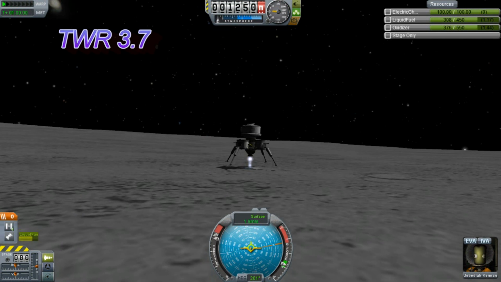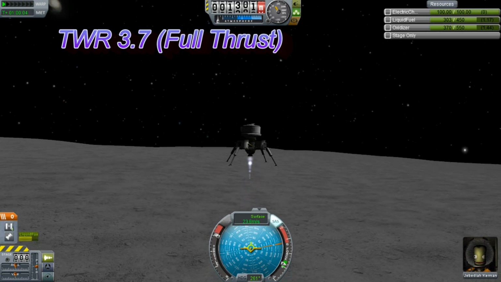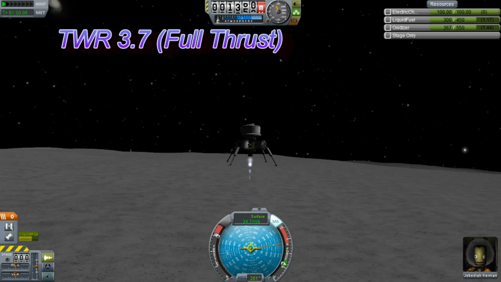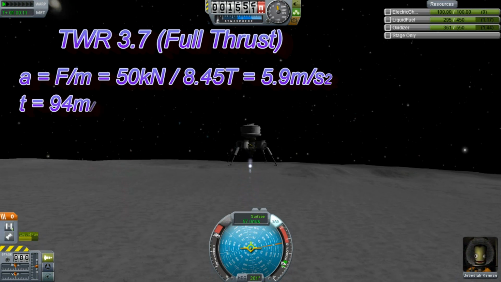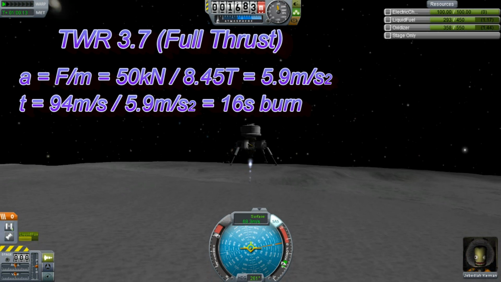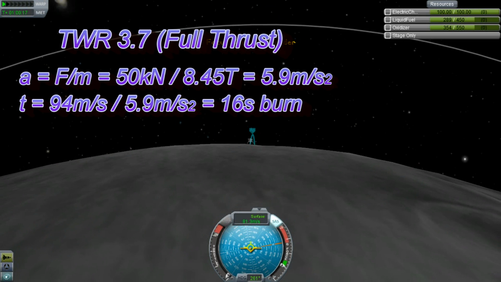So our final profile is just going full throttle, whatever we can do. So a thrust to weight ratio of 3.7, full acceleration of 5.9, getting off the pad. Should only take us 16 seconds of burn. Which ties in pretty close.